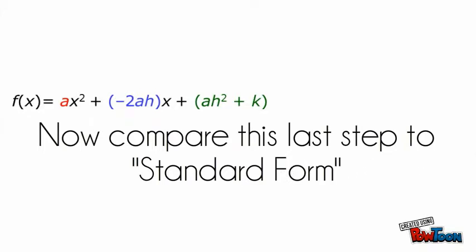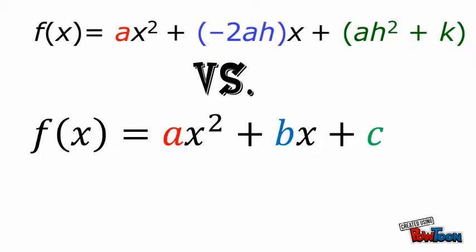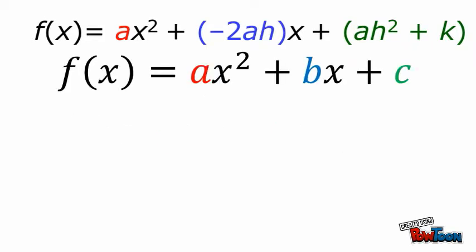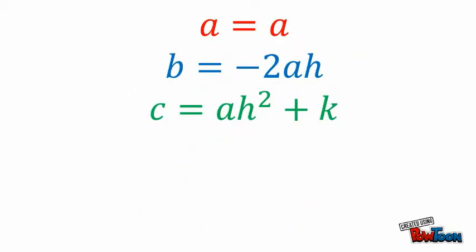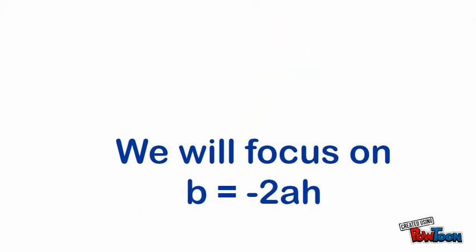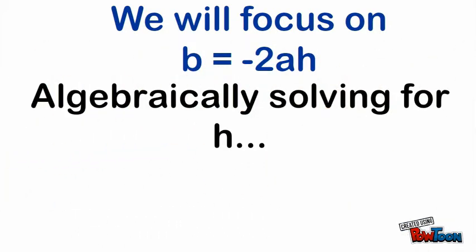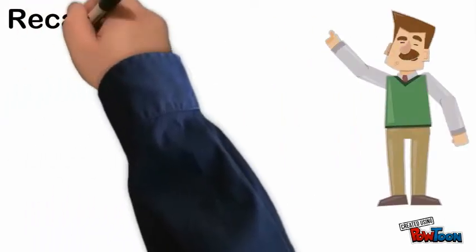Now, taking this last line after expanding out vertex form, comparing it to standard form, you see a is a, b is negative 2ah, and c is ah squared plus k. H and k are the vertex of the parabola. So if we focus on the easy looking equation, which is b equals negative 2ah, we can solve for h. H is negative b divided by 2a. Now we know half of the vertex.